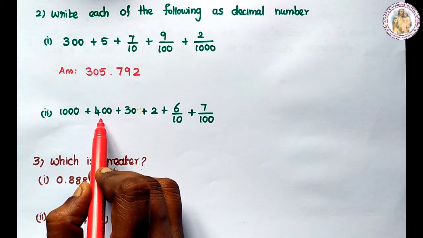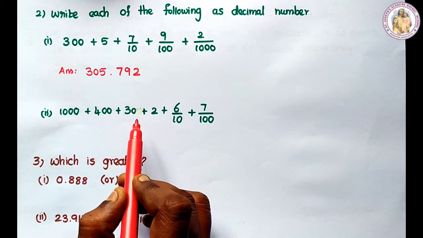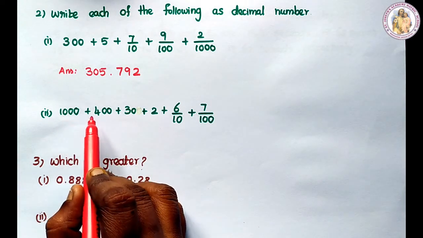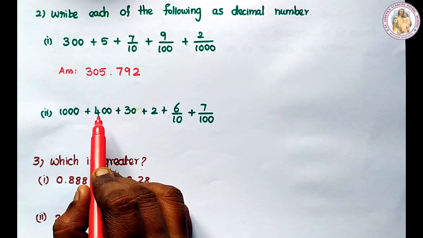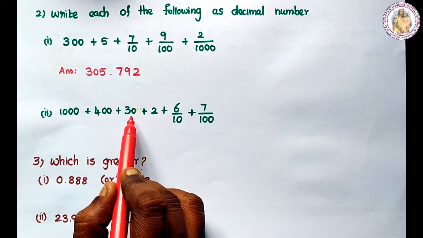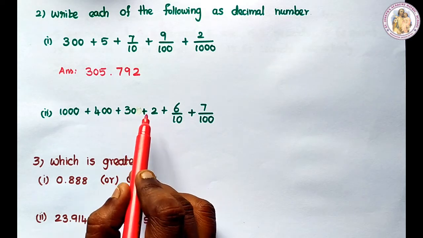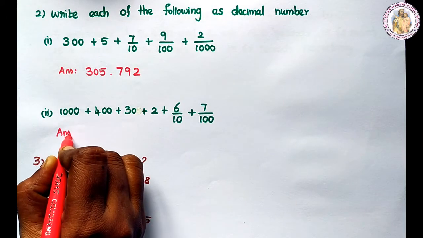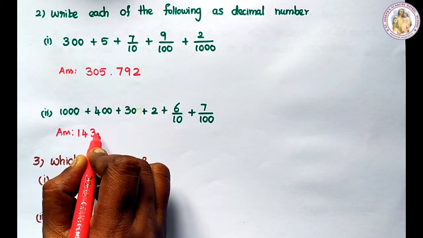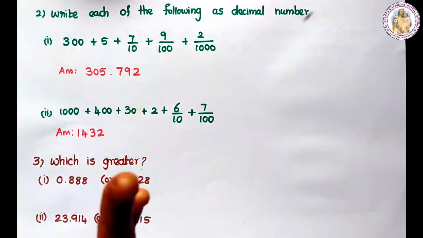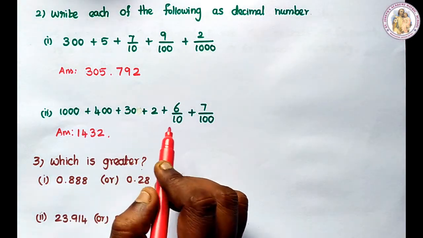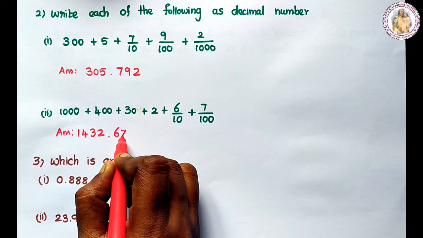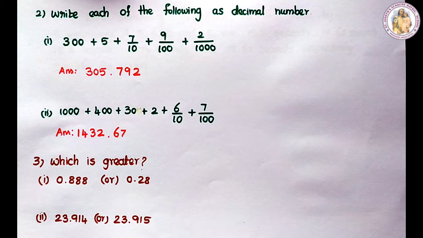Next one, 1000 plus 400 plus 30 plus 2. These are the whole numbers. So add these numbers: 1000 plus 400, 1400 plus 30, 1430 plus 2, 1432. So answer is 1432 point, 10th place is 6 and 100th place is 7. So that is the answer.